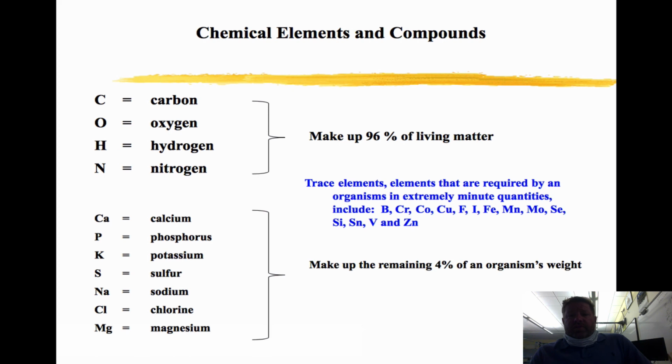The other elements that are found in a small portion, but are just as important as the other ones, are things like sodium, potassium, phosphorus, chlorine, magnesium, calcium.